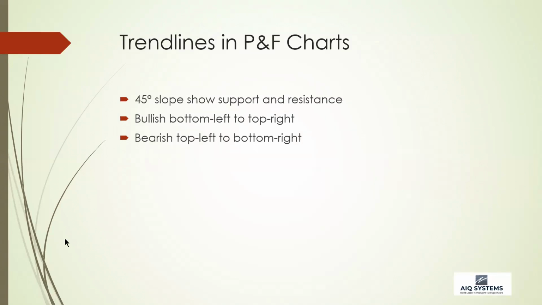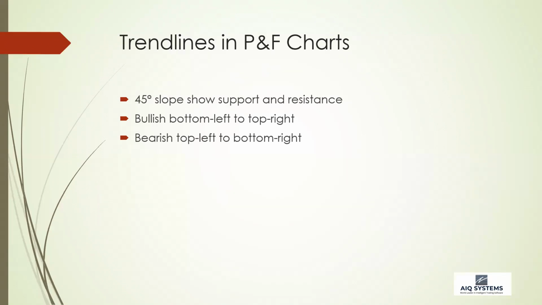The other thing I'm going to look at here, this support and resistance: the 45-degree slope is not set in stone, but you can actually see it in a point and figure chart. A 45-degree slope shows support and resistance. You can then go back to the price chart and see where that is in action over a period of time that you might not have looked at when you're just looking at a regular price chart. And it's simple.